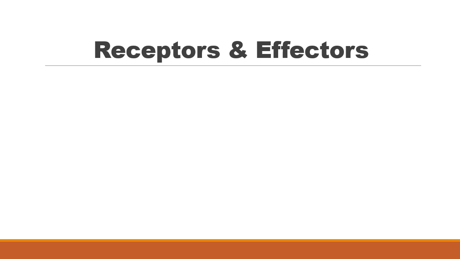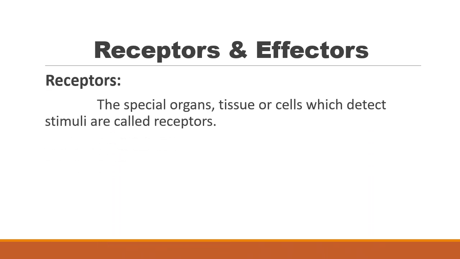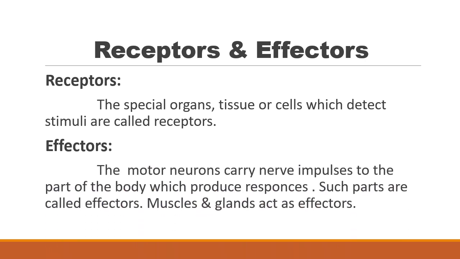Now students, after having some knowledge about the central nervous system and peripheral nervous system, we must know what are receptors and what are effectors. Receptors: the special organs, tissues or cells which detect stimuli are called receptors. What is a stimulus? A stimulus is something that produces a response, like feeling heat and cold. Now effectors. The motor neurons carry nerve impulses to the part of the body which produces that response. Such parts are called effectors, for example, muscles and glands.